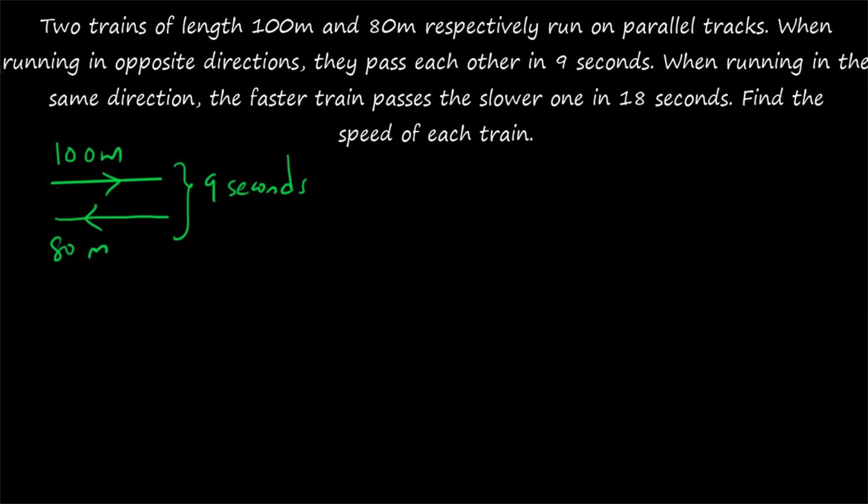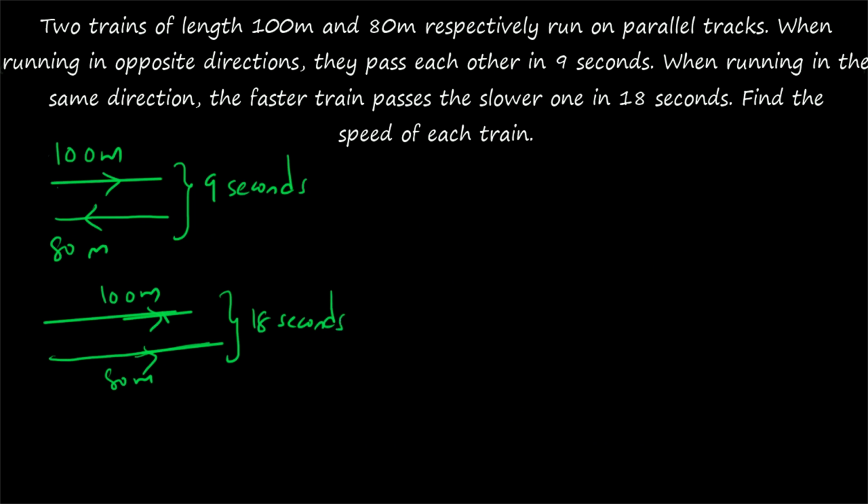Now the second case is they are moving in the same direction. So one train will be moving like this and the second train also will be moving like this. Both the trains are moving in the same direction. So the faster train will be passing the slower one in 18 seconds. So 18 seconds will be the time taken for the faster train to overtake the slower train, or to fully pass the slower train. The time taken to cross will be 18 seconds when they are moving in the same direction, and when they are moving in the opposite directions, the time taken will be 9 seconds.